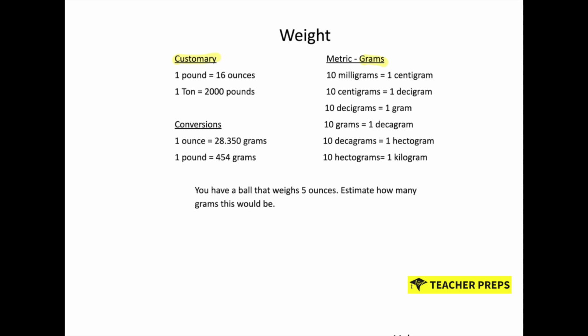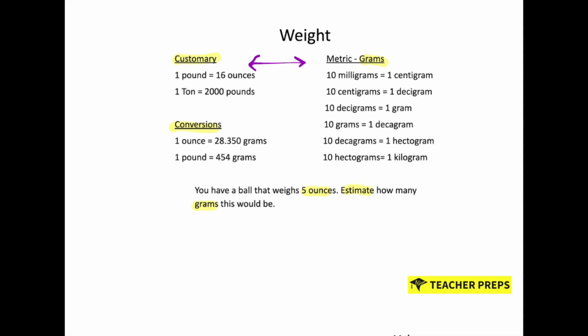Now, to go from the customary system to the metric and vice versa, we have some conversion factors that help us go from one system to the next. Two of the main conversions are 1 ounce equals 28.350 grams and 1 pound equals 454 grams. We have a question at the bottom. It says you have a ball that weighs 5 ounces and it wants us to estimate how many grams this would be. The key word there is estimation. So just as in the other problems, we can round our conversion factors. Go ahead and pause the video and try this one on your own.